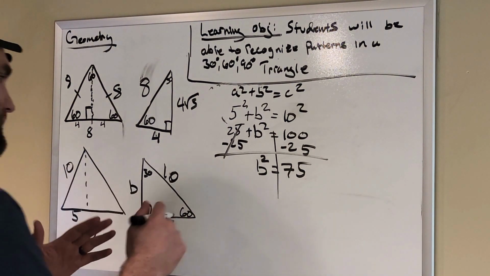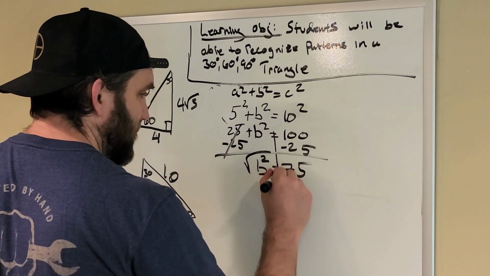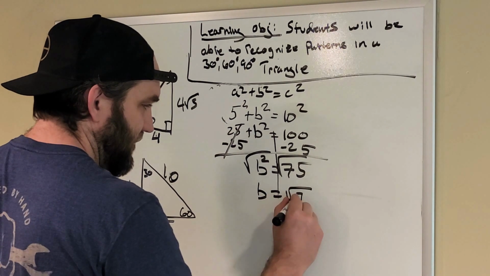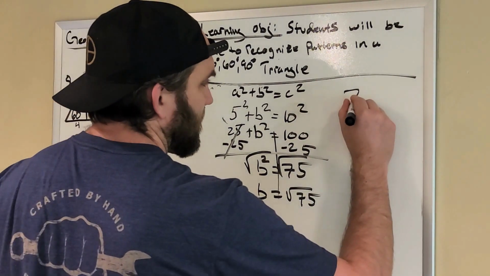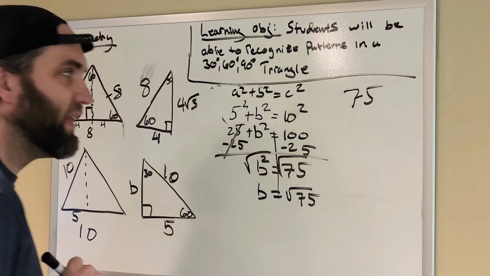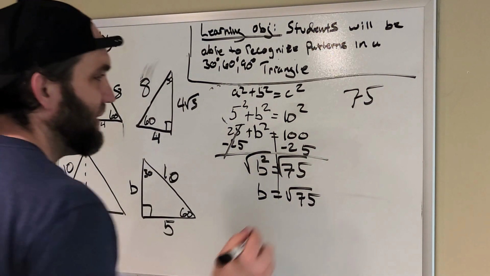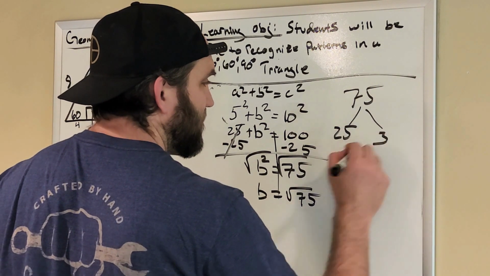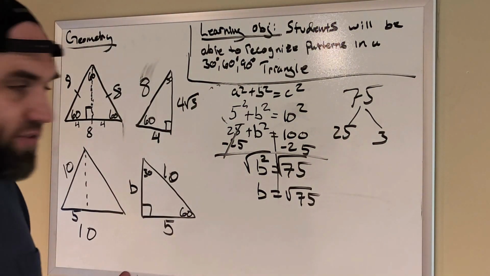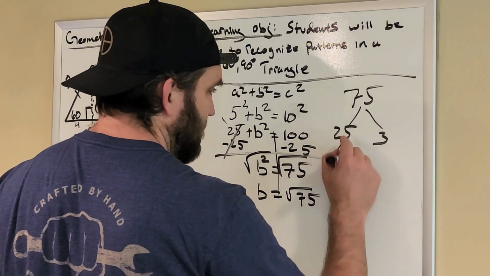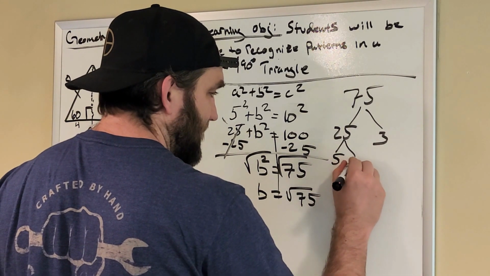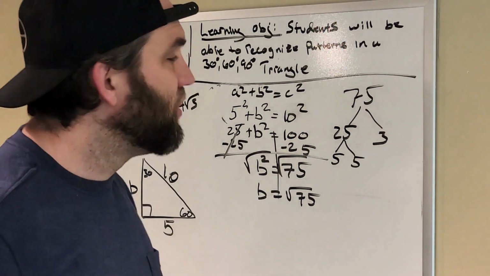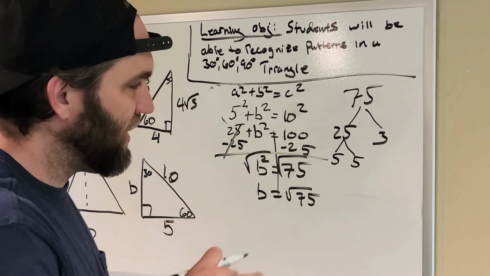Square root it, simplify, square root the b squared, I'm left with b equals square root 75. And then I'm going to bring the 75 up here. I'm just going to find factors of it. So we'll go 25 and 3. 25 times 3 is 75. And then 25, 5 times 5. And can we go any further? Can we do anything to this right here that would help me simplify it?